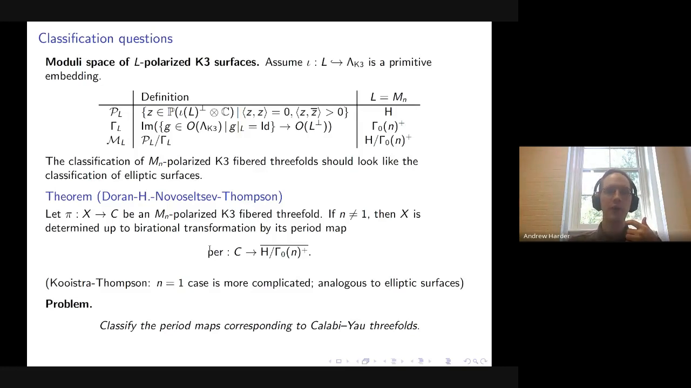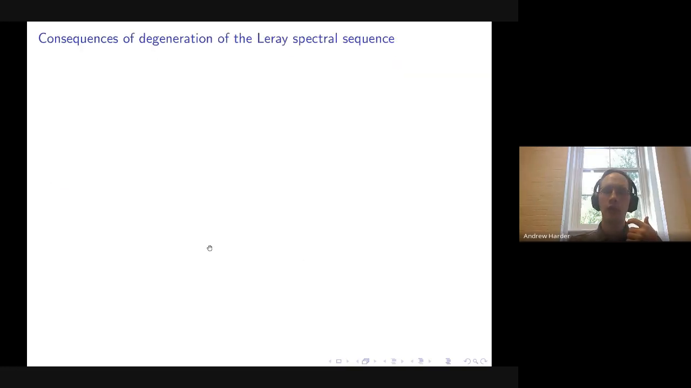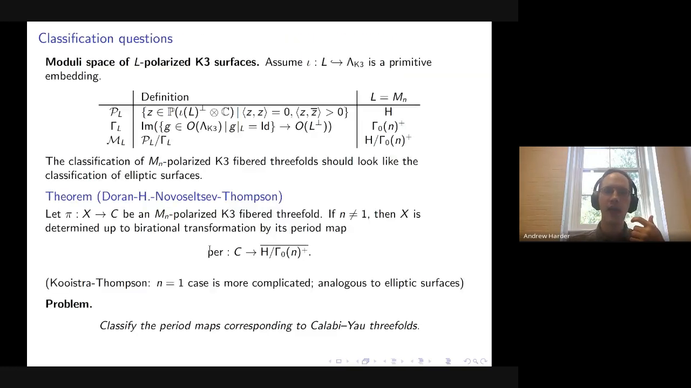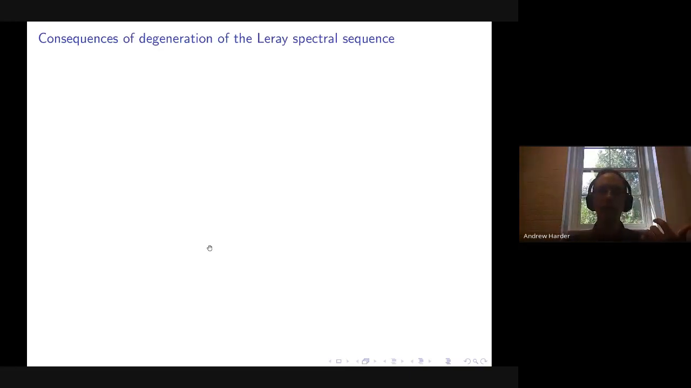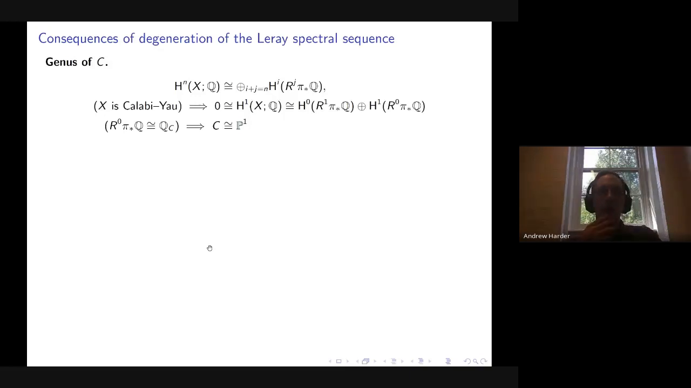Right. So this is the plan. Before getting into that, we have to make some sort of reductions. We have to reduce the problem a bit, and the main tool that at least I use for this is the degeneration of the Leray spectral sequence.